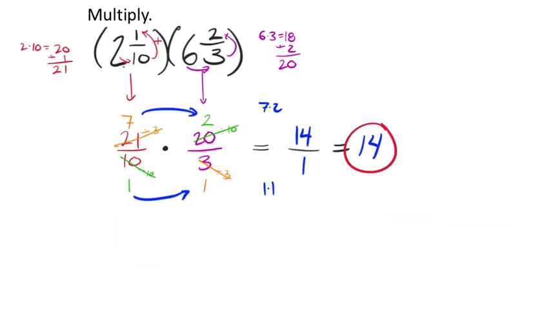I'm going to do this one too. So let's go back to that. Again, I don't need to redo the cycle method or anything like that. We know we're going to get 14 out of this, but why do we get 14? Well, you got 21 over 10, and we're going to multiply this by 20 over 3.